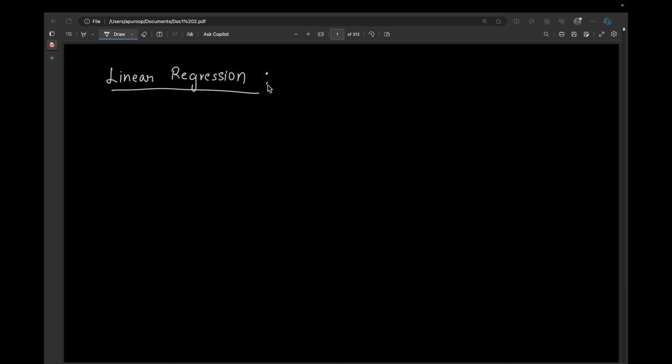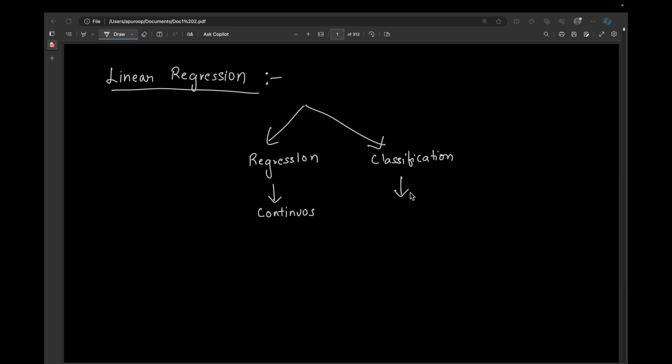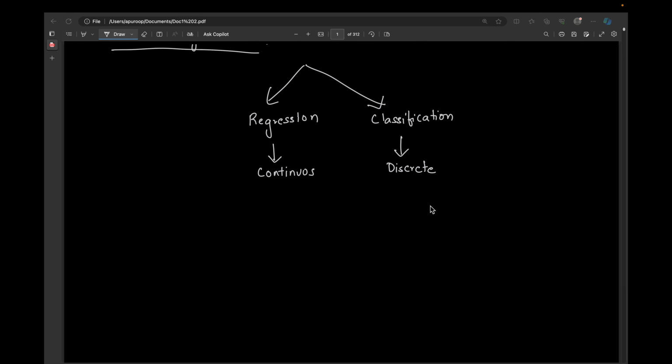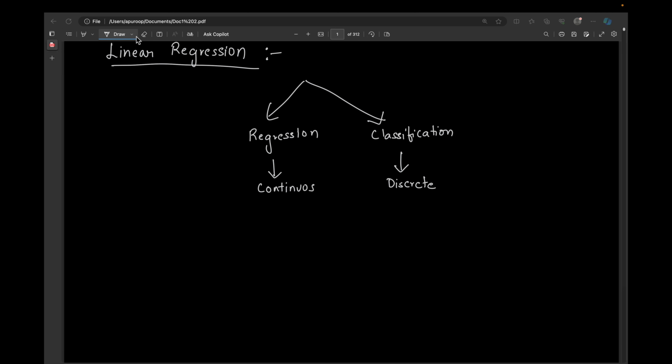So basically, if you remember, within supervised learning there are two kinds of algorithms. One is regression algorithms and the other one is classification algorithms. What kind of problems come under regression? Regression problems are the problems which have a continuous output. If the output is discrete, then we call it a classification problem. Linear regression is used to solve regression kinds of problems.